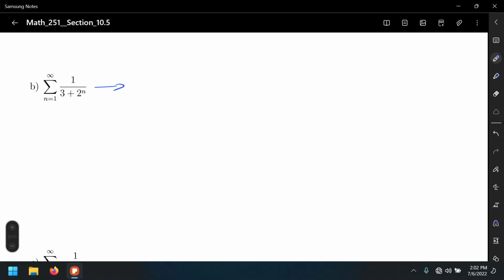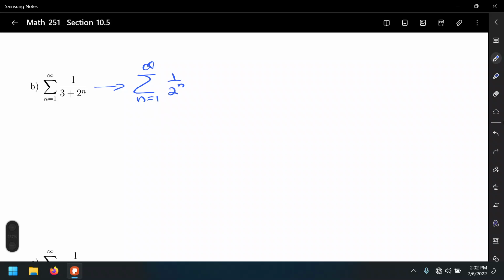So the series sigma n equals 1 to infinity of 1 over 3 plus 2 to the n. Well, which of the terms in the denominator is the highest level term? 2 to the n. So we can neglect the 3, and we can have 1 over 2 to the n.